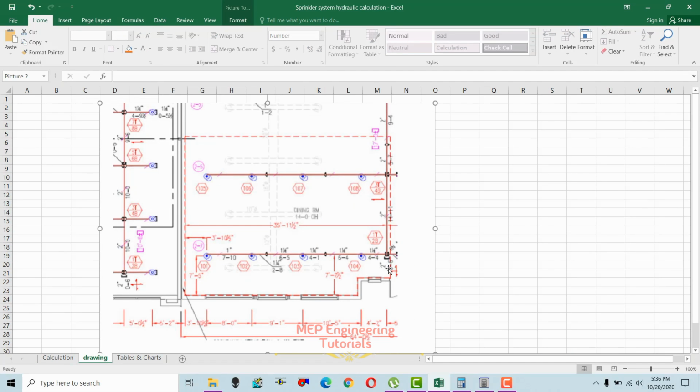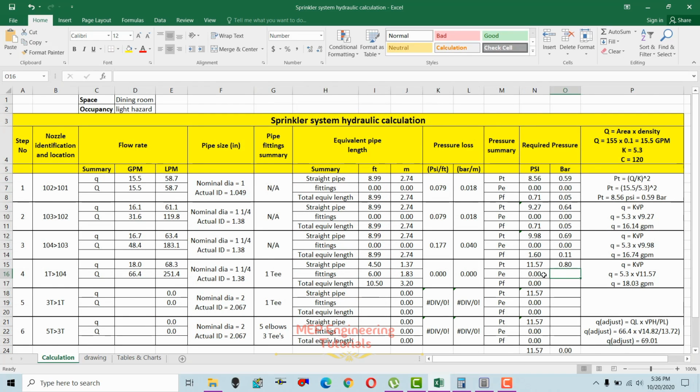So we have a change in elevation at this point. This is the cross main and this is the branch line, and we have a change in elevation of 3 feet between the cross main and the branch line. So we have to write that in here. If we want to convert this into head, 1 psi is equal to 2.31 feet.